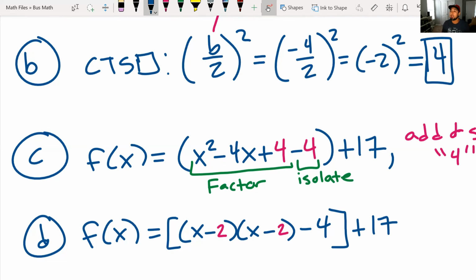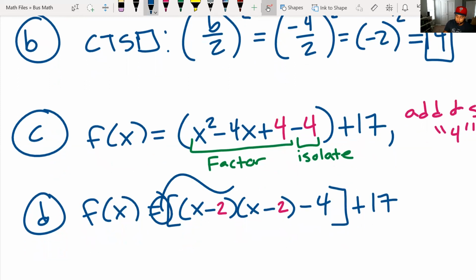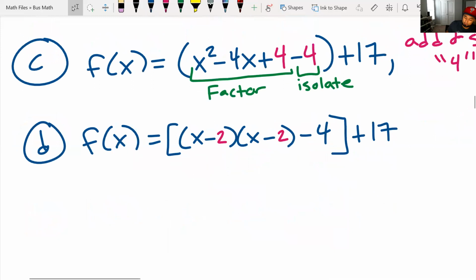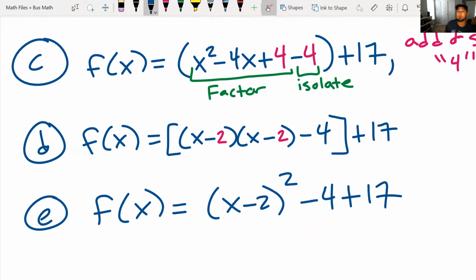Okay, let's clean up. I can now drop the brackets. I didn't need them there. I needed the brackets for the last one. I do not need the brackets for this one because we are not distributing anything. So if there was a number here, we would be distributing. There's no number out there, so there's no need to distribute, which means I can now write E as f of x equals x minus 2 squared minus 4 plus 17.